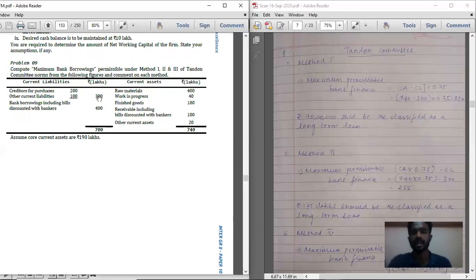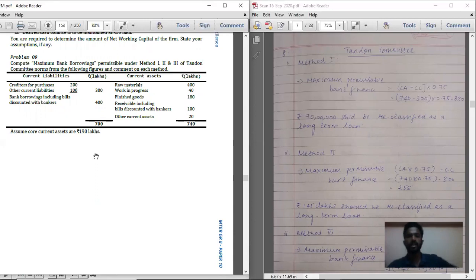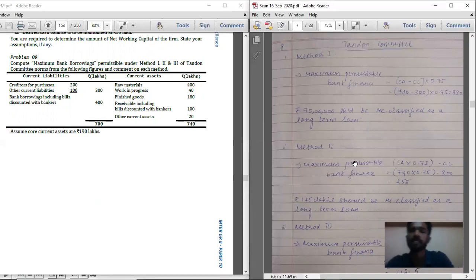See, 300 is the current liabilities and 740 is the current assets. And as I told, assume core current assets are 190 lakhs. So they have given the core current assets. From this we can calculate the permissible bank finance under the three methods. So current assets is 740, current liabilities is 300, the already allowed bank loan is 400, and core current assets is 190. This is the data they have given in the balance sheet. Using this, we should calculate the maximum permissible bank finance.